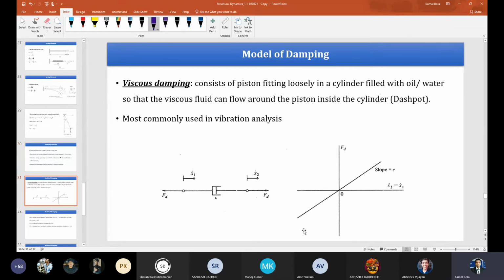This is also sometimes called the dashpot. In books you may find that this configuration is called the dashpot. Right now I can show this figure. I showed this with m and k. Now if I add the damping, something like this.